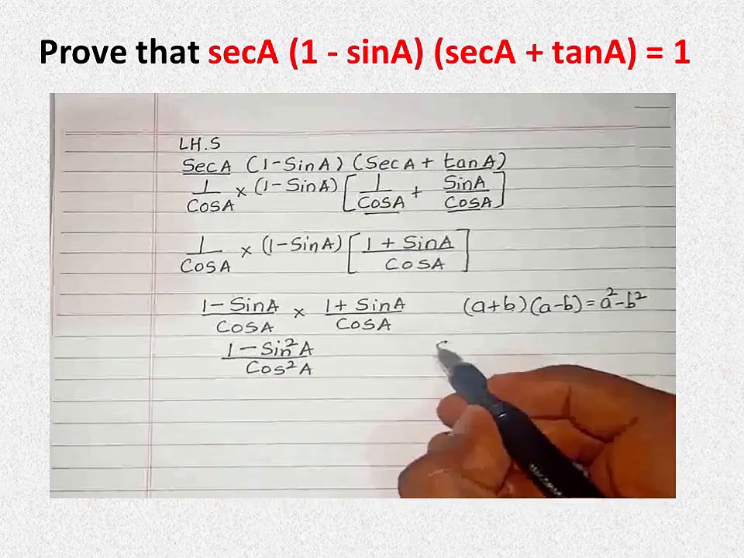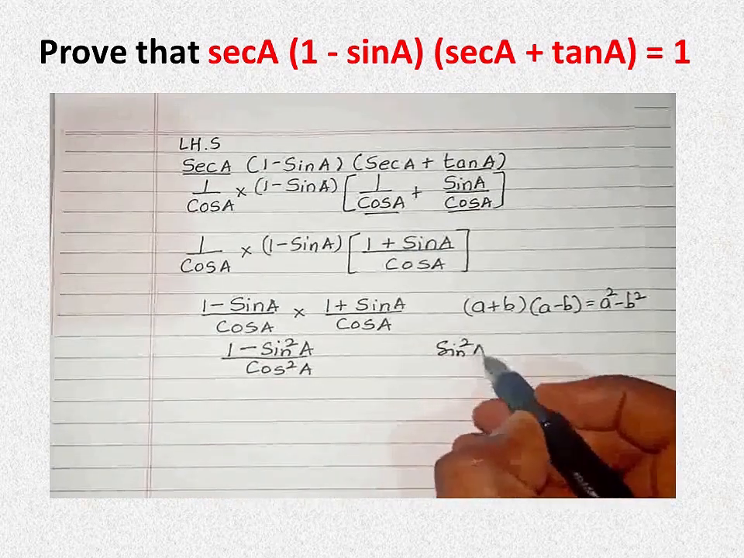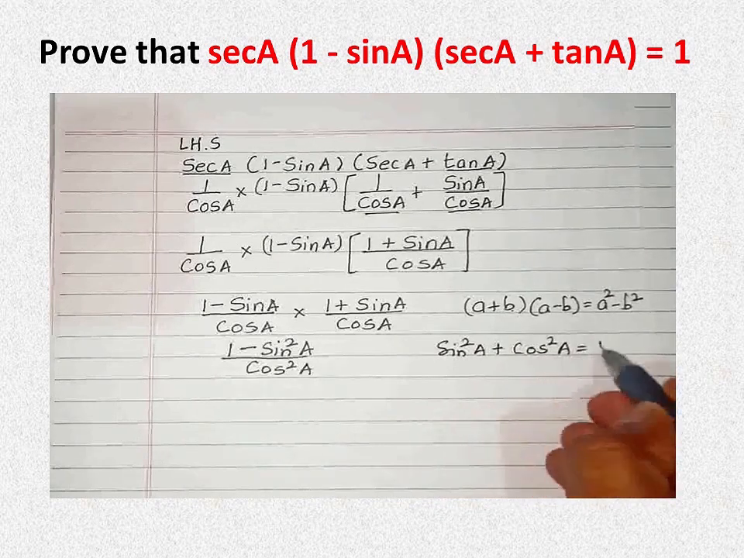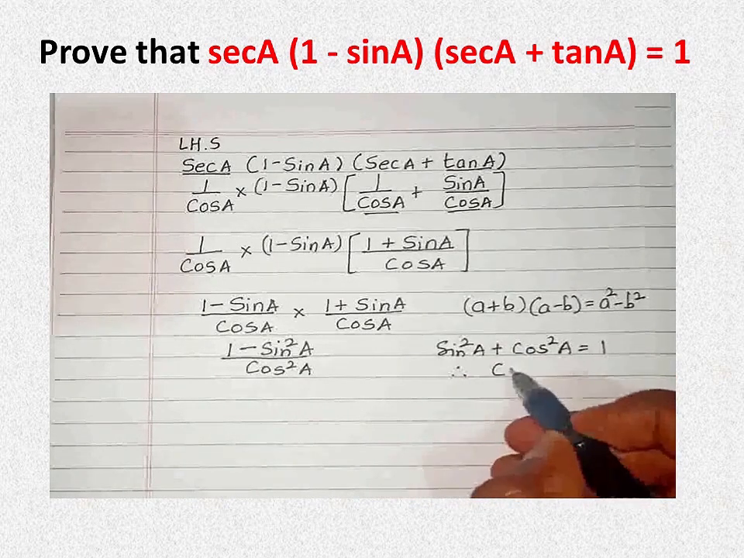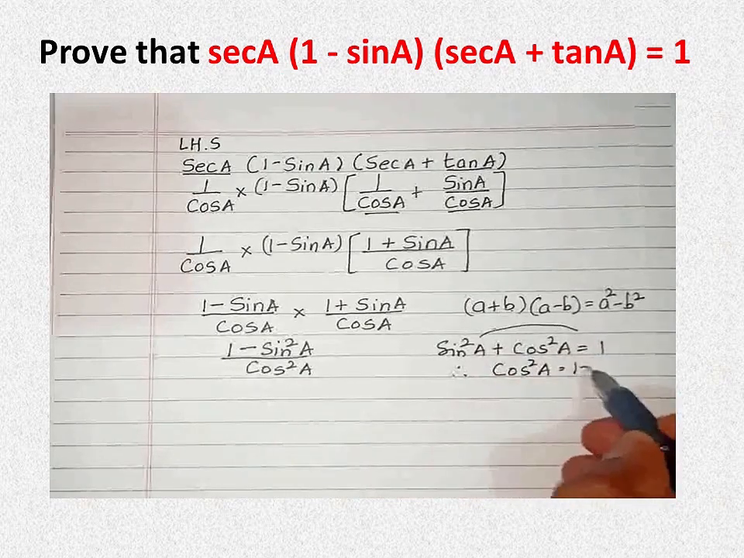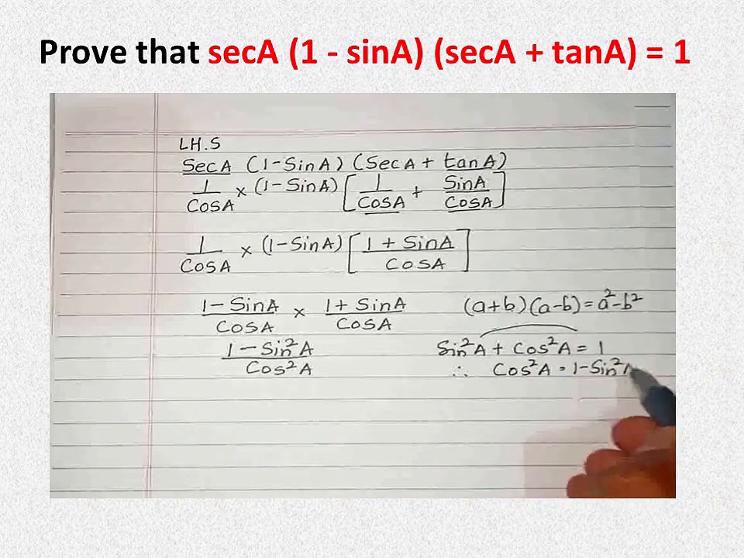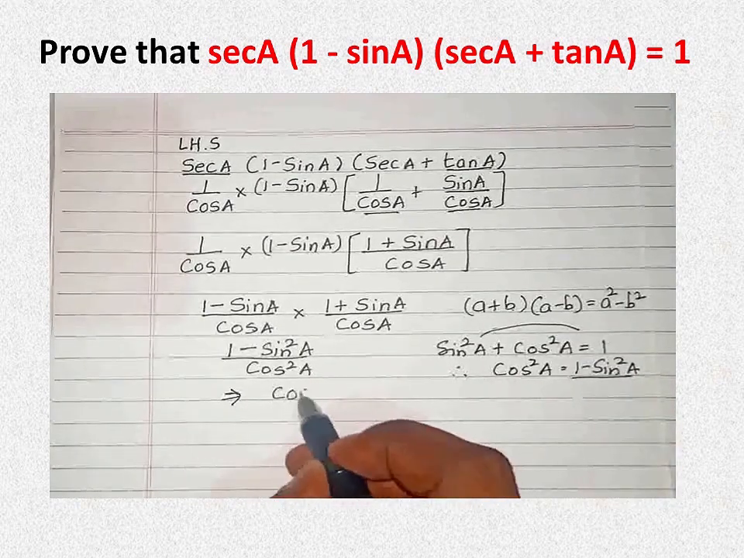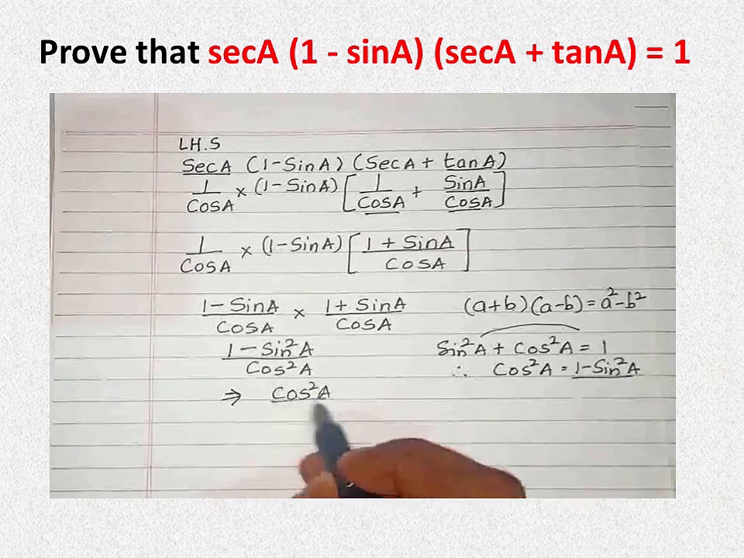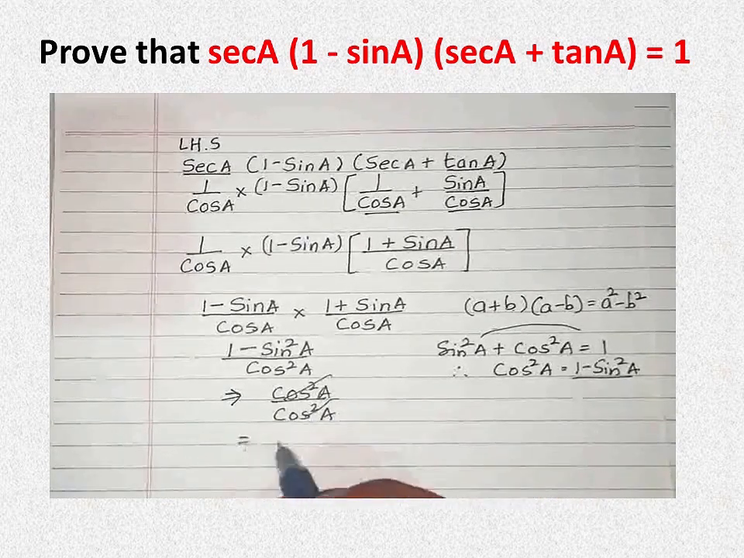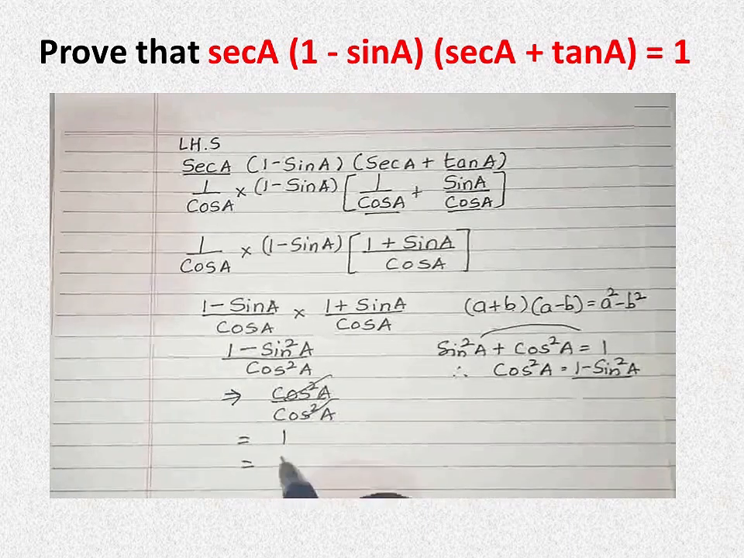So we have an important identity, sin square A plus cos square A equals 1. Now shift sin square A to the RHS, we will get cos square A equals 1 minus sin square A. Now 1 minus sin square A can be written as cos square A divided by cos square A. So it gets cancelled. We'll get 1, which is equal to the RHS. Hence verified.